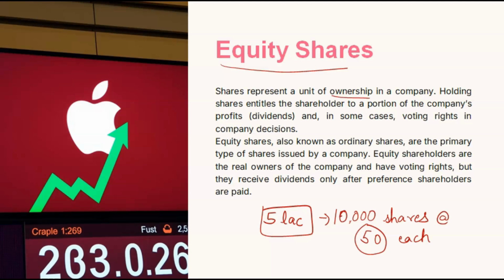Whatever unit a person purchases, they become the owner of the company for that particular unit. So here, equity shares are the real owners of the company. Equity shares are also known as ordinary shares, and they are the real owners of the company, not like preference shares. Preference shares we will discuss in the next video. So right now, equity shares are the real owners of the company.